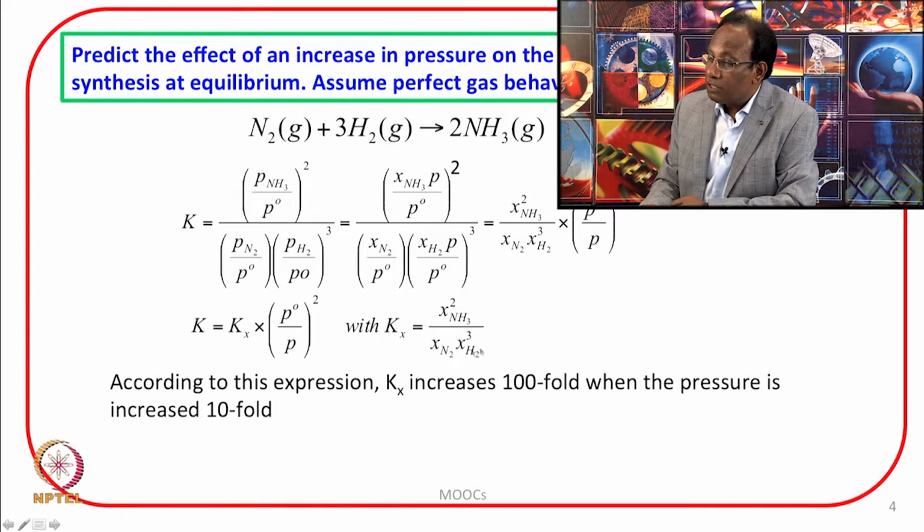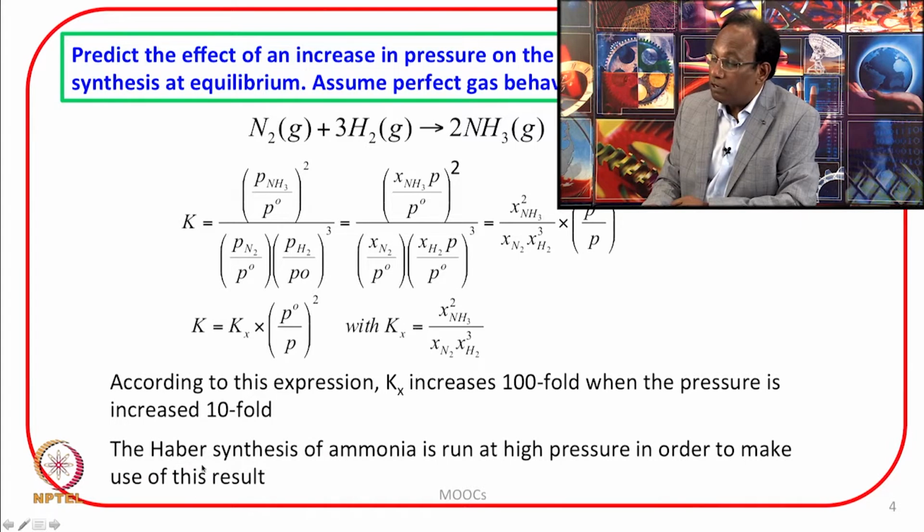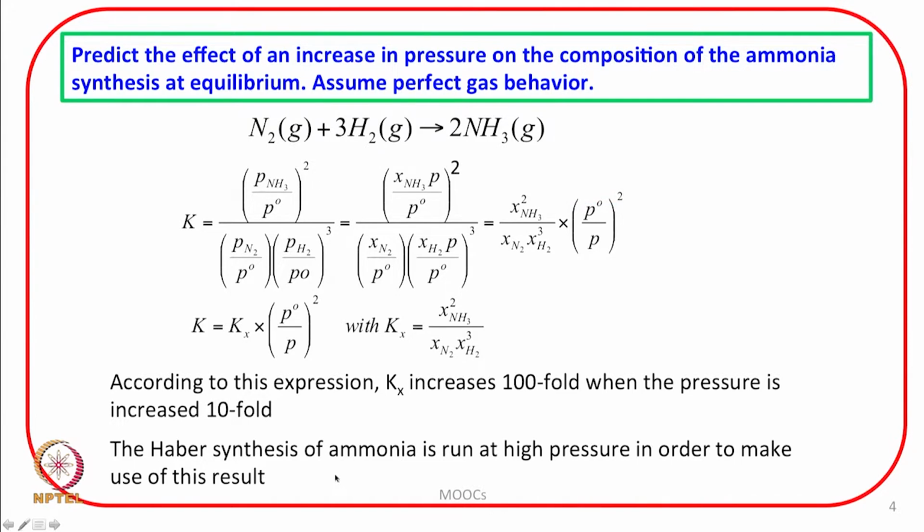And Kx, you see, is the ratio of the mole fractions of ammonia and the reactants. So, if Kx increases, that means the production of ammonia increases, and that is why you see the comment over here: the Haber synthesis of ammonia is run at high pressure in order to make use of this result. So, this example very clearly demonstrates the effect of pressure on the equilibrium composition.